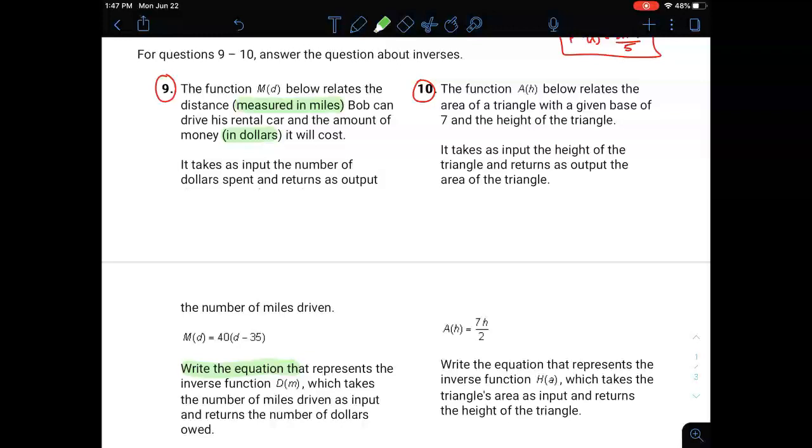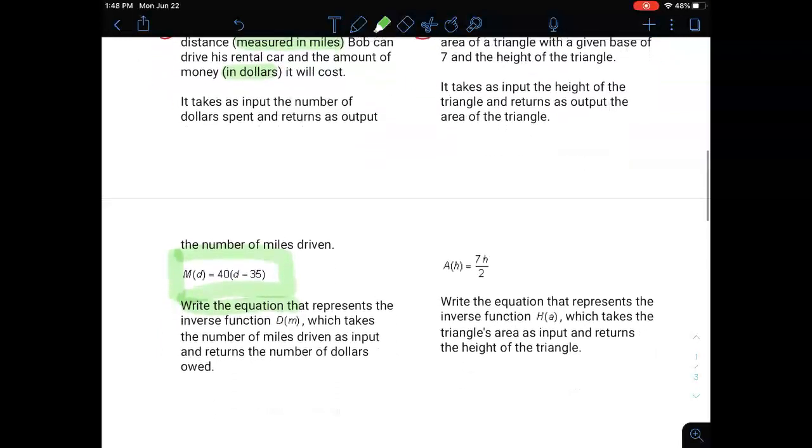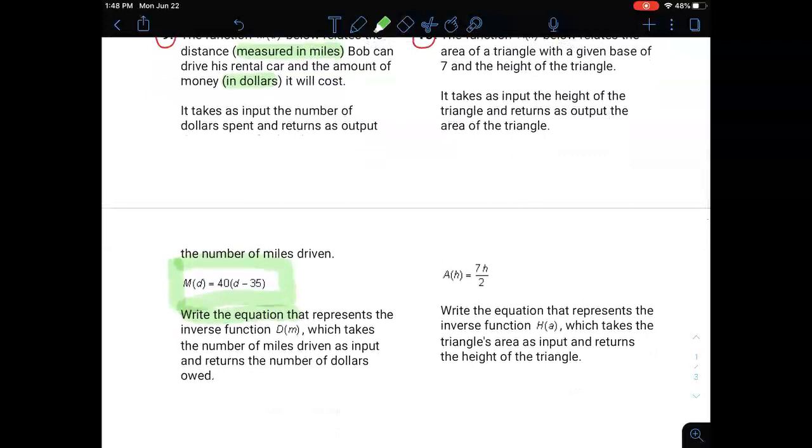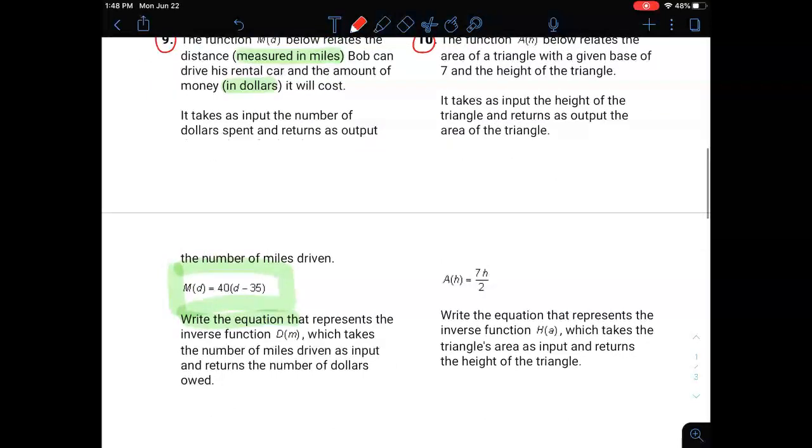All right, so we have our equation right here. Okay, so this is our original equation. It's wanting us to write the equation which represents the inverse function D of m, which takes the number of miles driven as an input and returns the number of dollars owed. All right, so if our original equation is this M of d is equal to 40d minus 35.